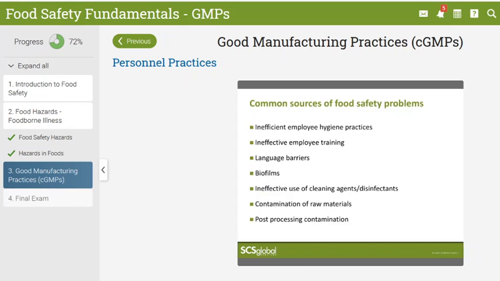the company. And when employees don't understand the importance or correct procedures for hygiene, they often perform inefficient hygiene practices, including hand washing, coming to work with clean clothing, and proper care of their aprons and gloves. The other sources of food safety problems can also be linked to language barriers and ineffective employee training, such as the accumulation of biofilms in the workplace. This is often caused by ineffective use of cleaning agents and disinfectants, and again, this is usually due to employees not fully understanding the proper procedures or the importance of correct dilutions of the chemicals.